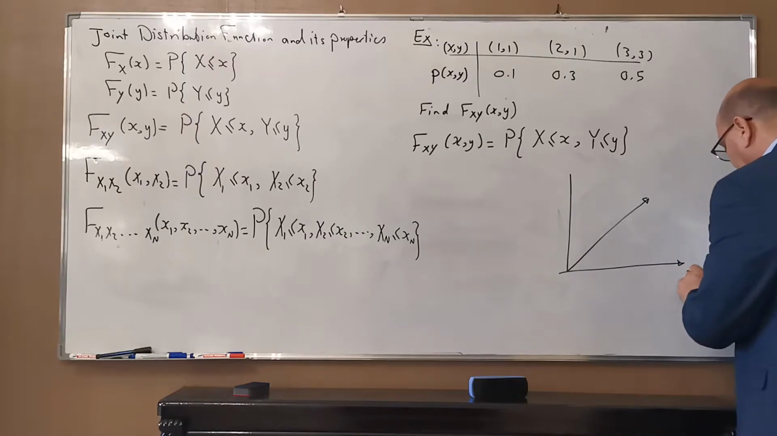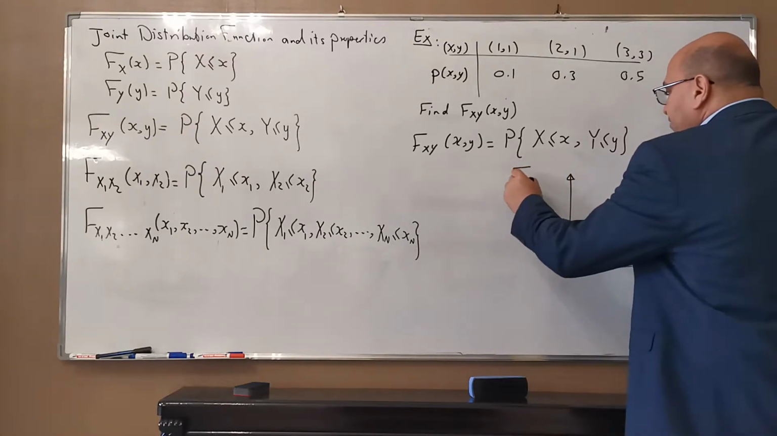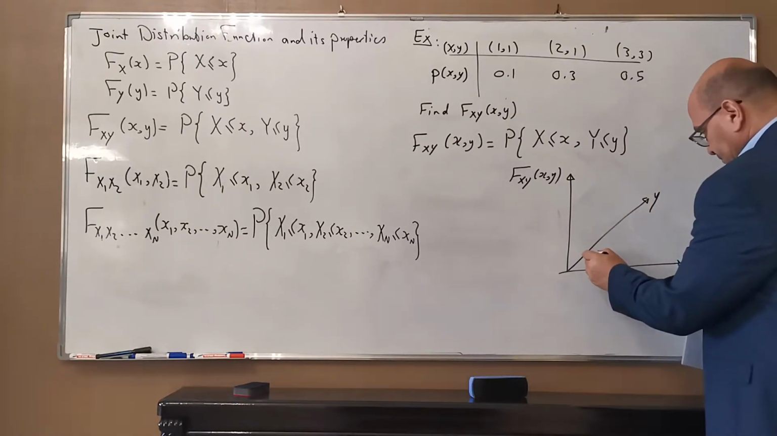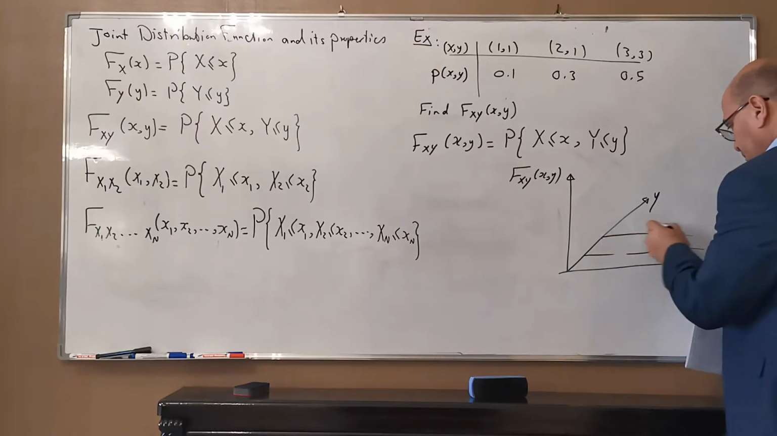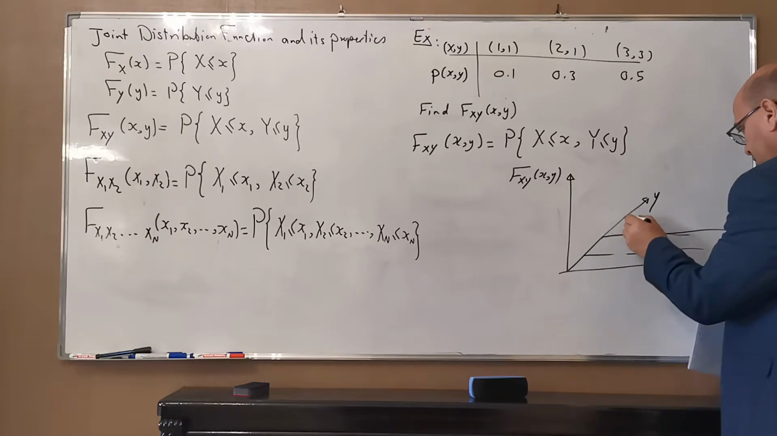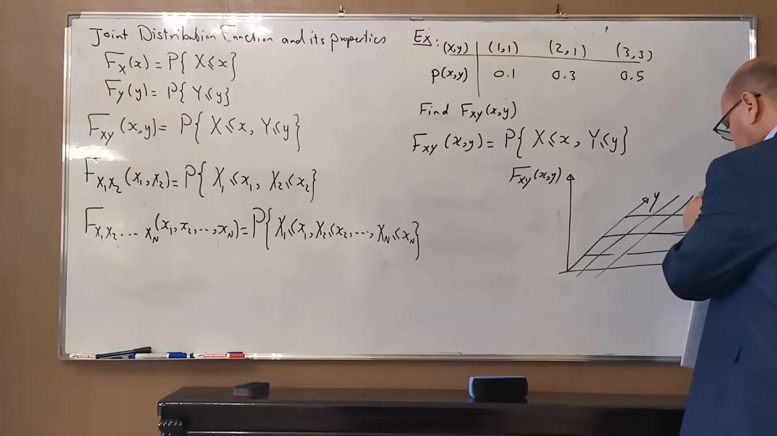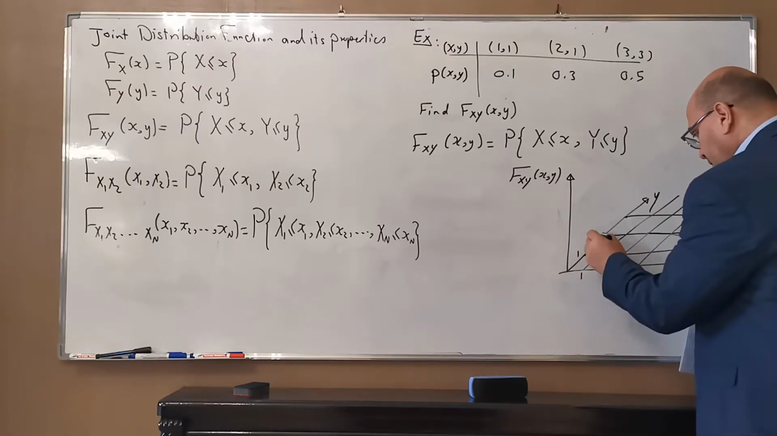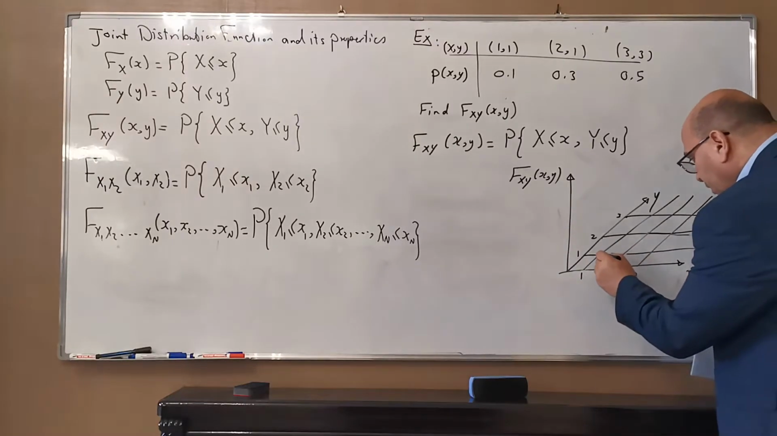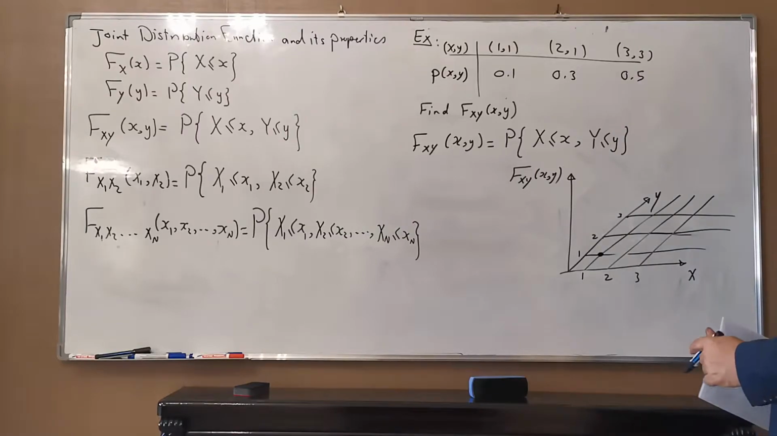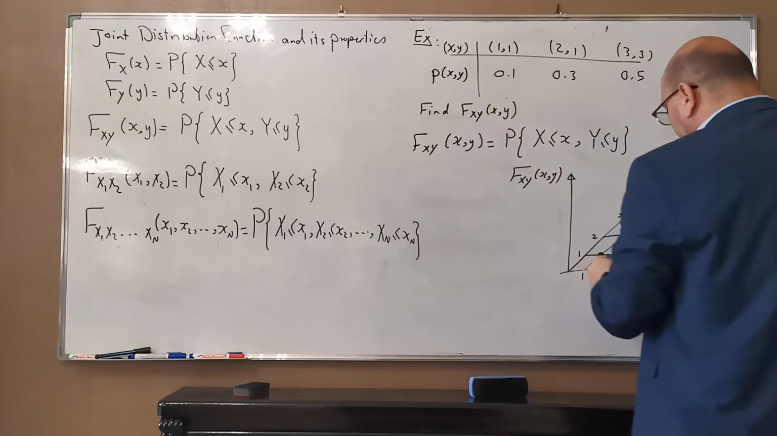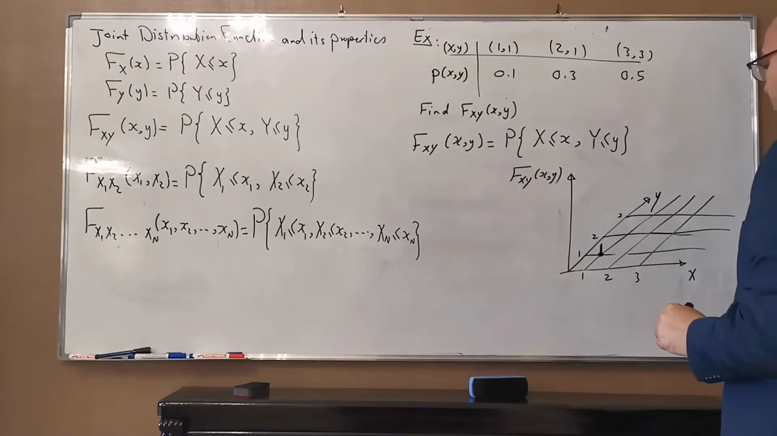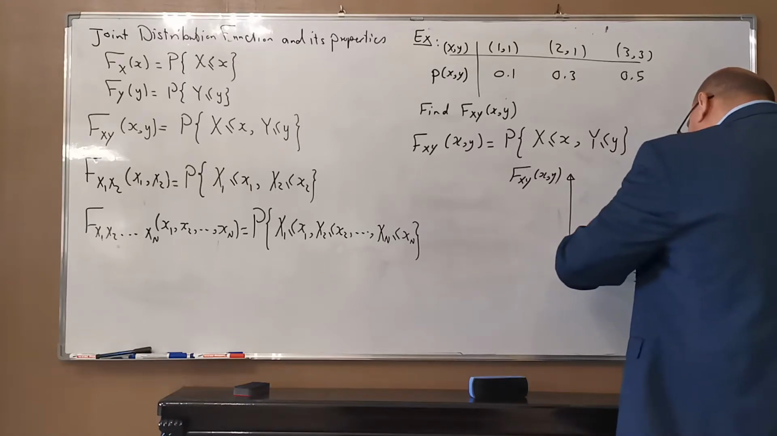So this is my variable x, this is my variable y, and this is my Fxy of x and y. Okay, we have 3 values, so I'm going to draw them on the xy plane. So this is 1, 2, 3, and this is 1, 2, 3. So at 1 and 1, before this point for x and y, Fxy is equal to 0. We don't have any probability. At this point here, we have a 0.1 probability, and it goes in this direction, and it goes in this direction.